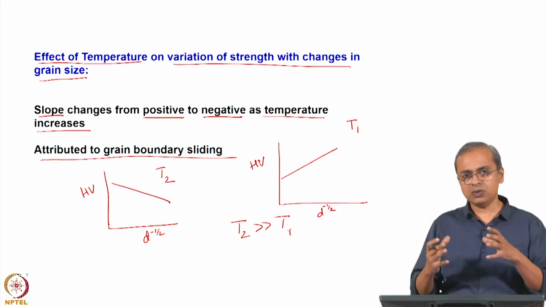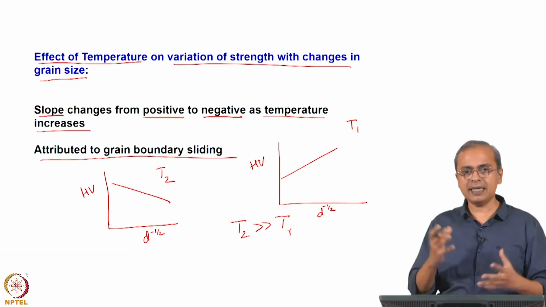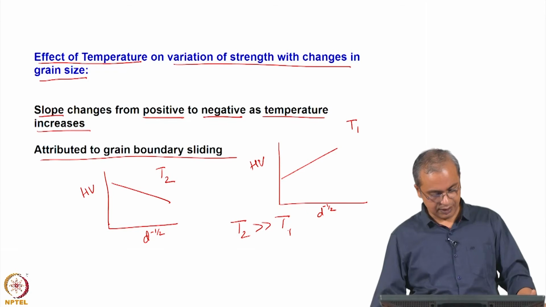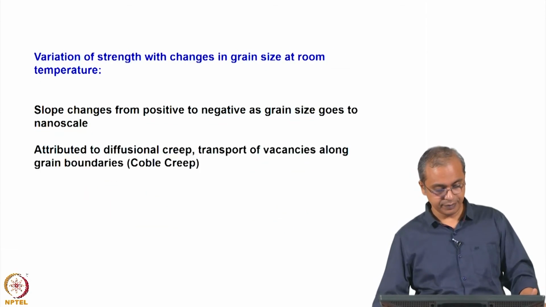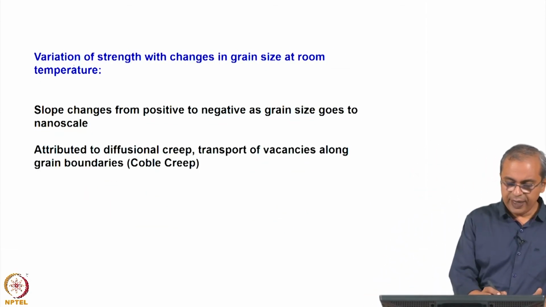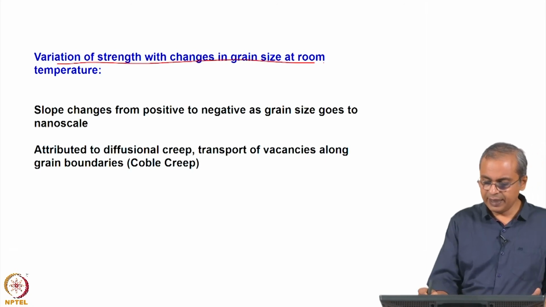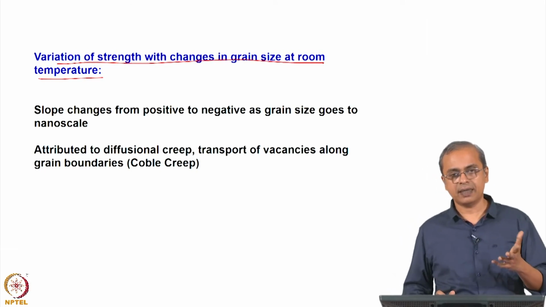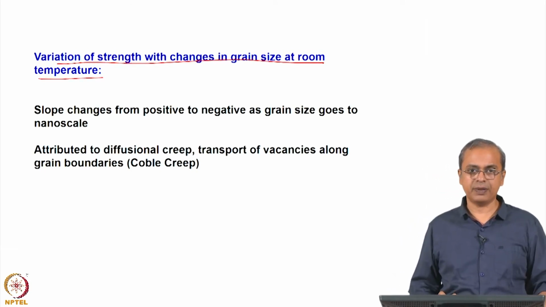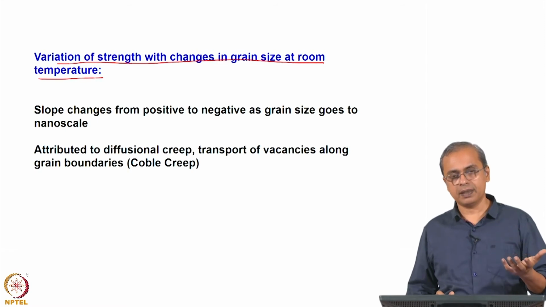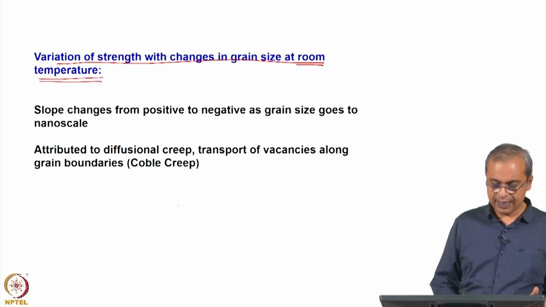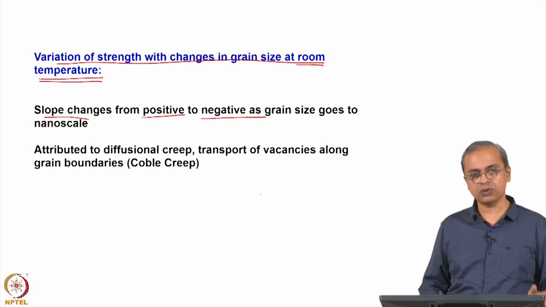So, there is some interest to see if some ideas of this nature can be pulled together to explain a phenomena that happens at room temperature. So, variation of strength with grain sizes at room temperature. That is that inverse Hall-Petch relationship that the work we have given the reference to studied and brought out. So, this is at room temperature, not at a higher temperature, and they also see that the slope changes from positive to negative as grain size goes to the nanoscale.